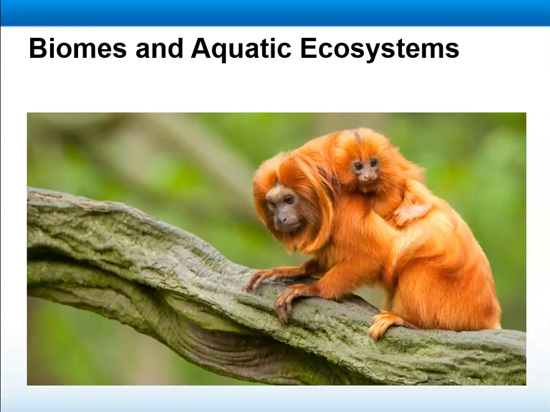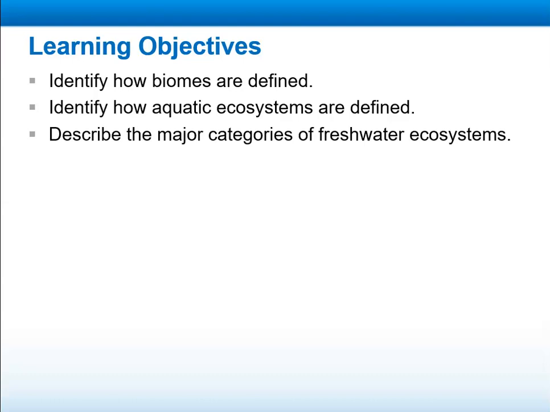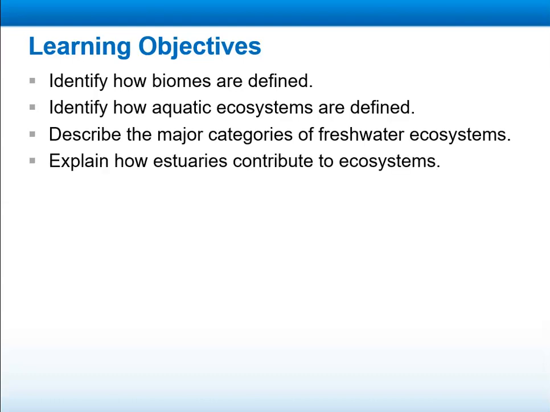Today we're learning about biomes and aquatic ecosystems. Our objectives for today are to identify how biomes are defined, identify how aquatic ecosystems are defined, describe the major categories of freshwater ecosystems, and explain how estuaries contribute to ecosystems.